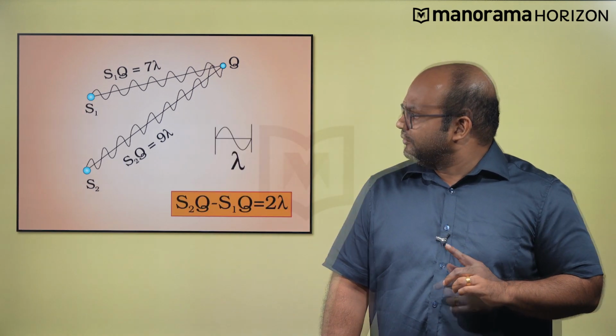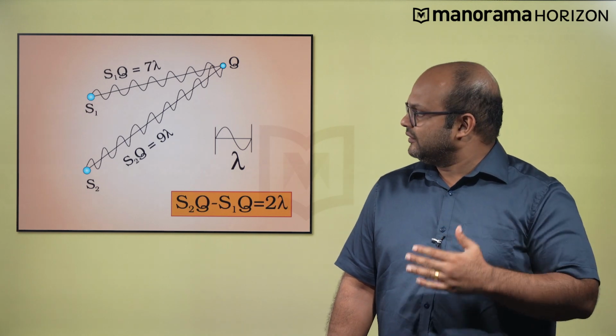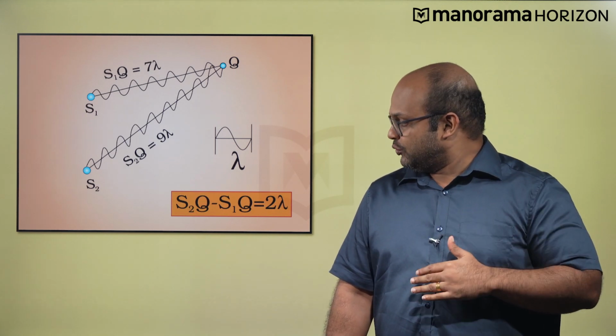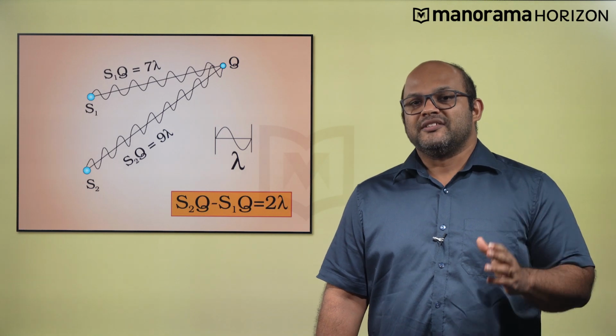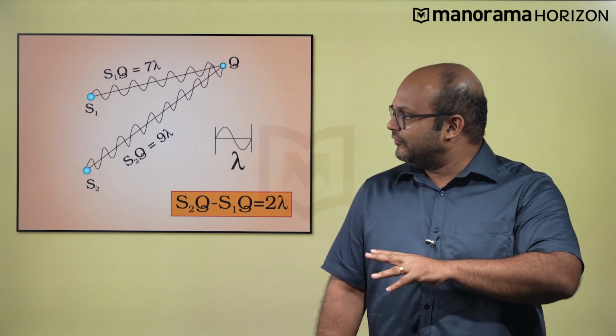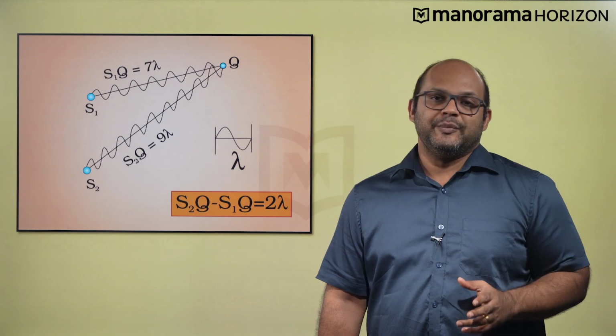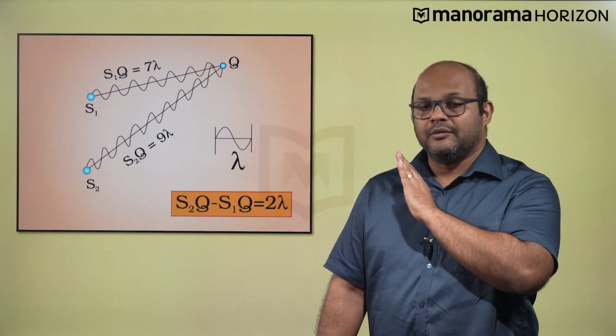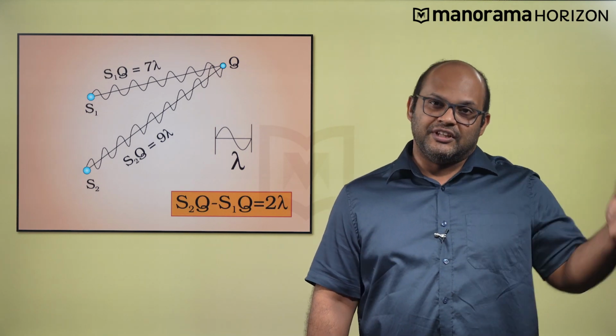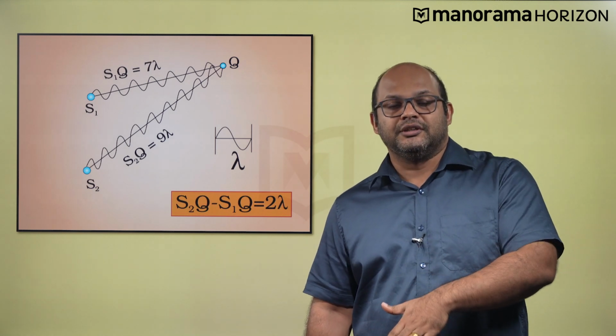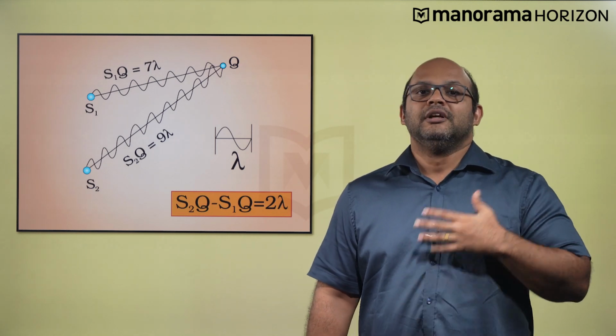Consider another point. So here we see that the difference between the path lengths, that is S1Q and S2Q, is equal to 2 lambda. So it is an integral multiple of the wavelength of these two waves. This means that when these waves meet at point Q, the crests will line up with each other, the troughs will also line up with each other, and the two waves will add to each other constructively.